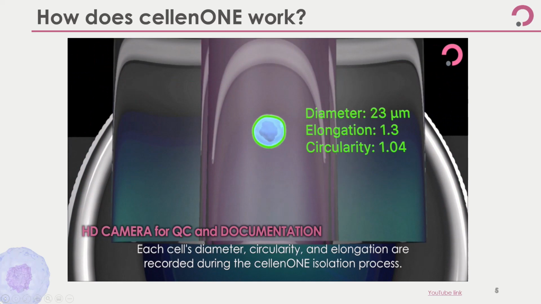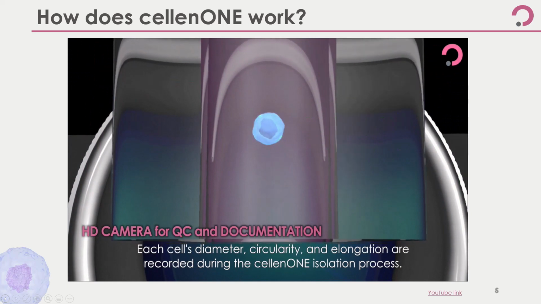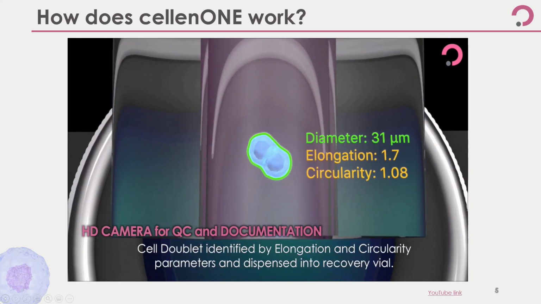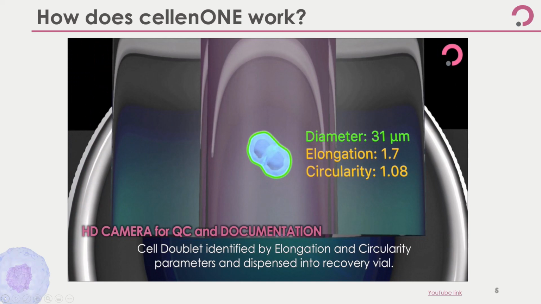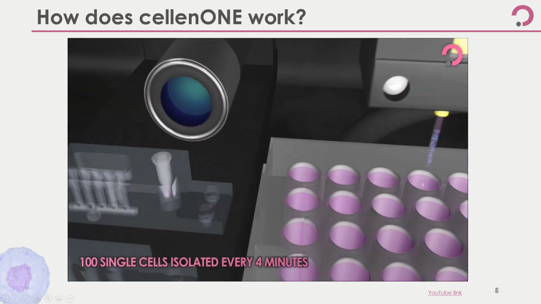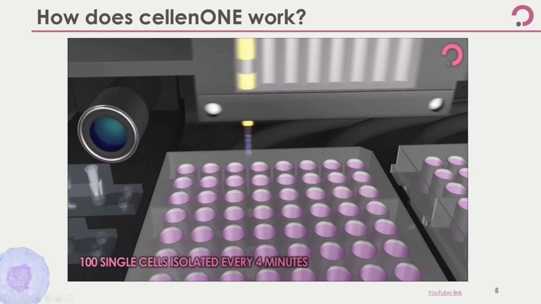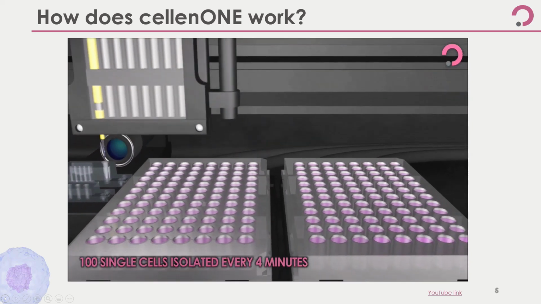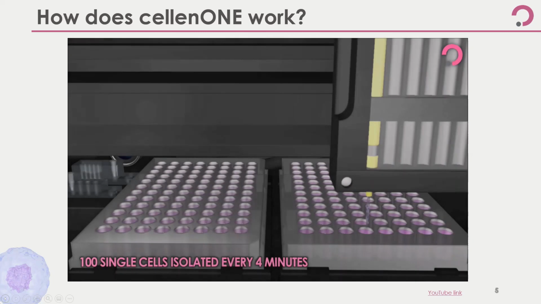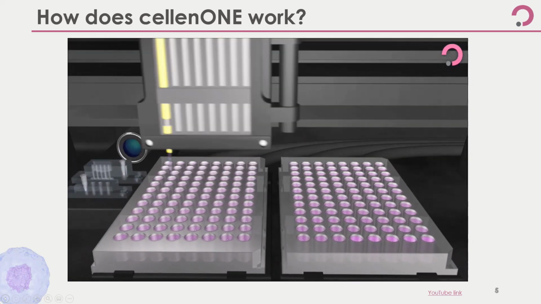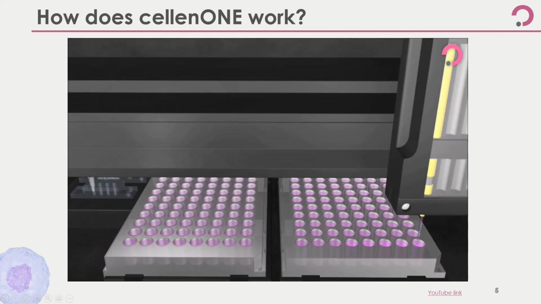We do a number of measurements on the cell. We measure the diameter, the elongation, and the circularity. This is used to differentiate a single cell from agglomerated cells, which would have a very different elongation and circularity factor. So this allows us to ensure that we only isolate single cells. And we do this until all the positions that have been set in your microplate or in your target are filled. In terms of throughput, we are now working at a throughput of about 100 single cells isolated in 2.5 minutes as we have improved our system.